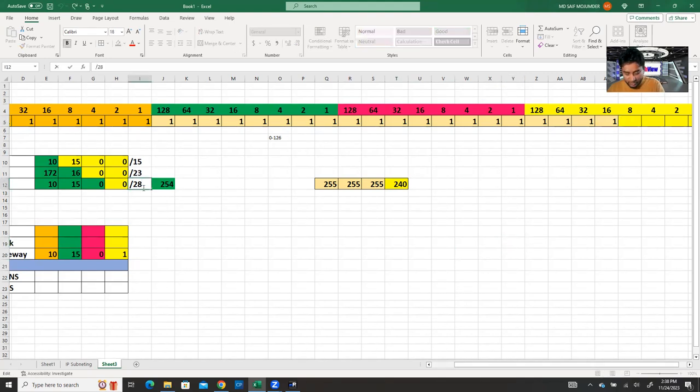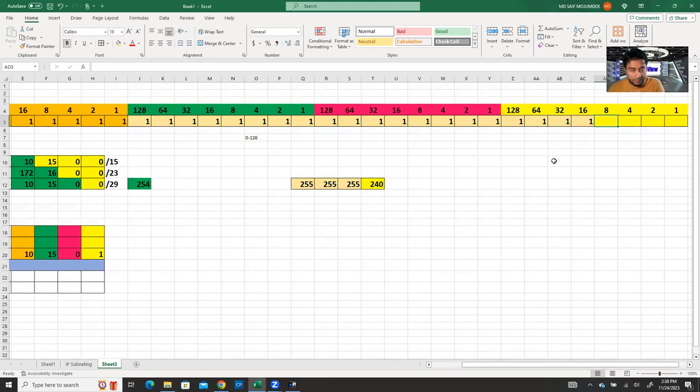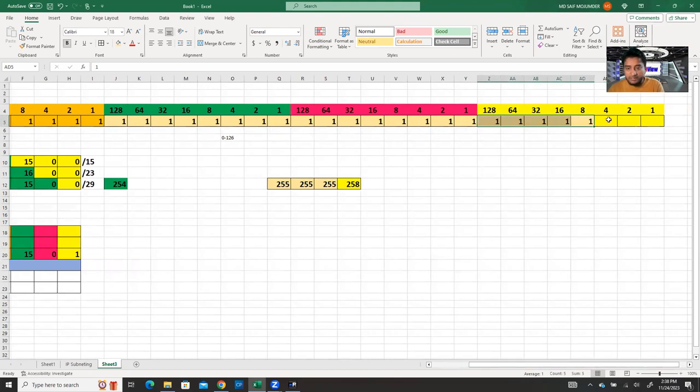If the number is changed to 29, then what's going to happen? You have to borrow one more bit and this value is one. And what should be the subnet mask? It is 248. So all these bits are defining the network. Only the last 3 bits are left for defining the host.